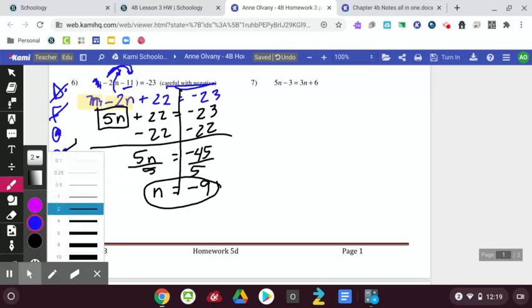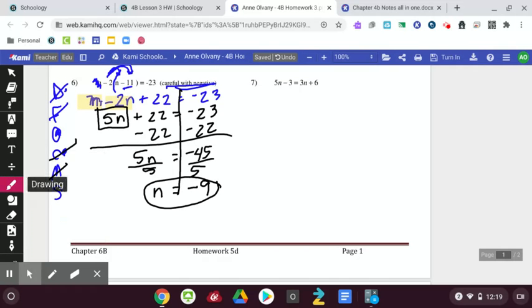I'm going to squeeze in a check. I'm going to change my pen size. See if I can squeeze a check over here. Now, when I squeeze in my check, I have to remember that 7n was there.